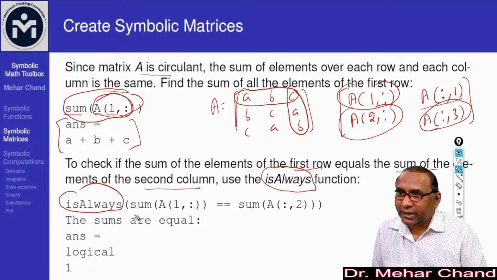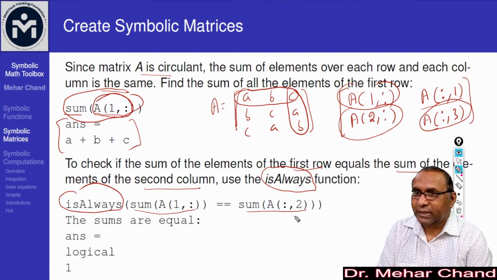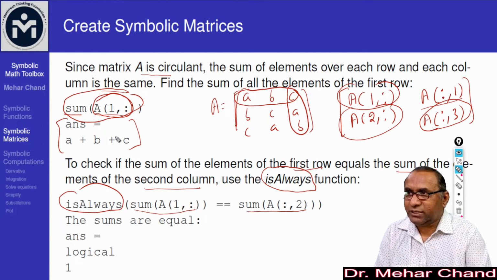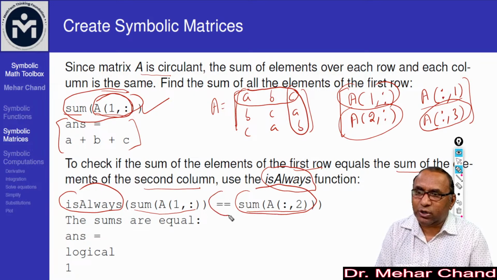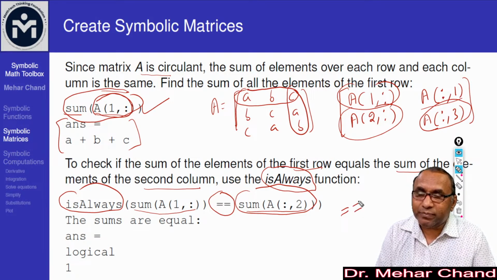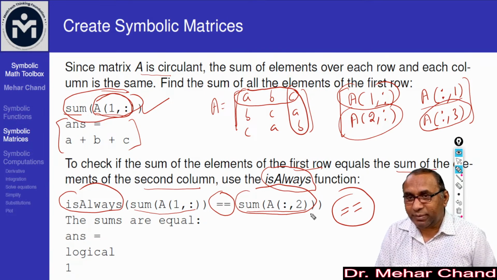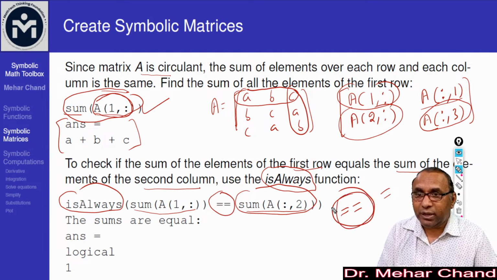And here is the statement: sum of A(1, :). So this is the first row, the sum of the elements of the first row, and this is the sum of the second column. As you can see, the same syntax is at this place, and you know this is the logical operator which is used for equal. So double equal in MATLAB becomes a logical operation. The meaning of this double equal in MATLAB is equal to.